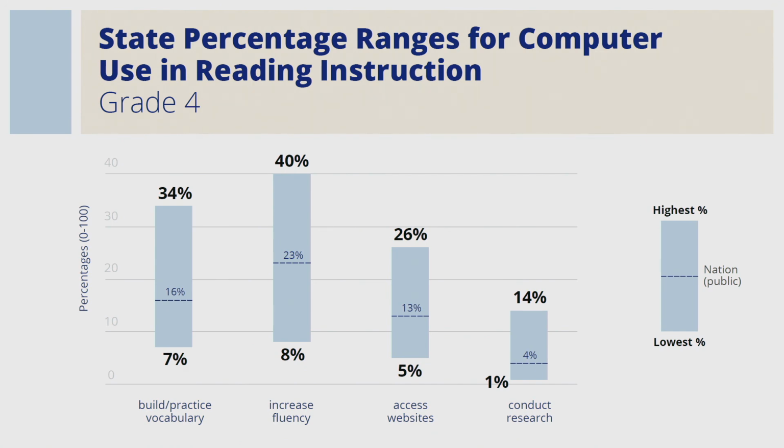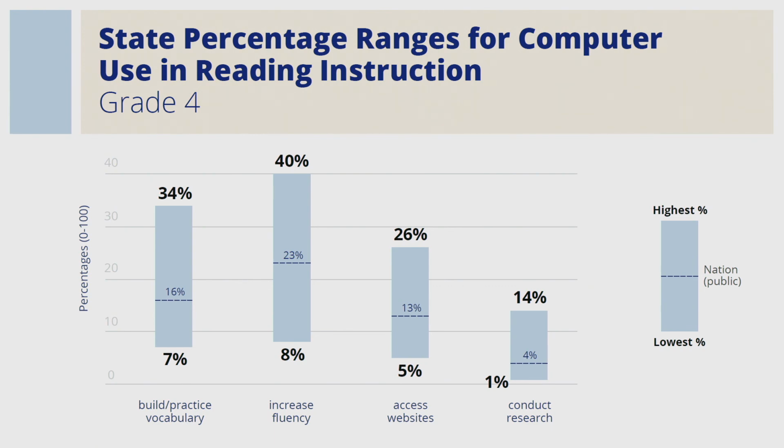In this chart, what you're going to notice are bars that provide the minimum percentage of students and the maximum percentage of students that use the computer to do these various activities. In the middle, you'll see a line that indicates the national percentage. In the case of using the computer to build or practice vocabulary, 16% of students nationally use the computer to do that.